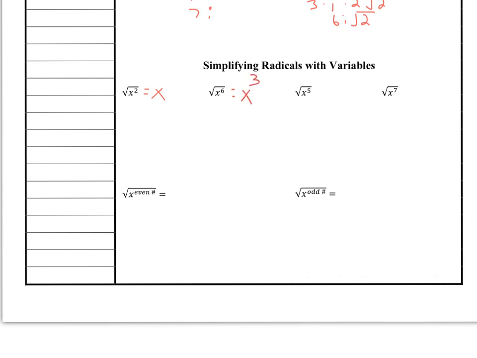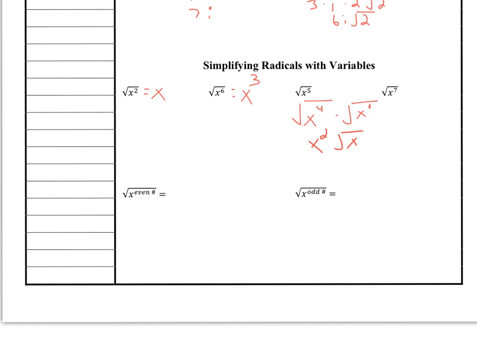Okay? But what happens when we have an odd number? Well, just like we did with the numbers, we're going to break it up in terms of a square root we know and a square root we don't. So I can square root x to the 4th, but I can't square root x. So I break it up with exponents of 4 and 1, and hopefully you know that 4 and 1 makes the 5 there. So this is going to become x squared, square root of x.